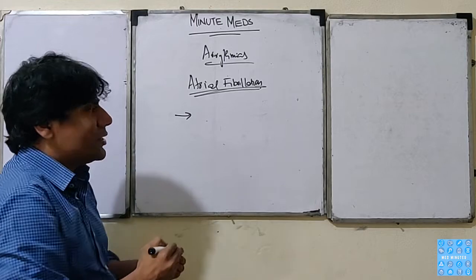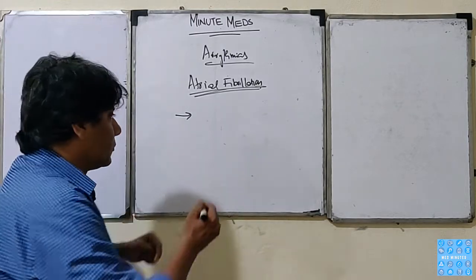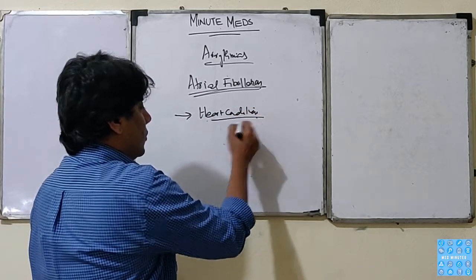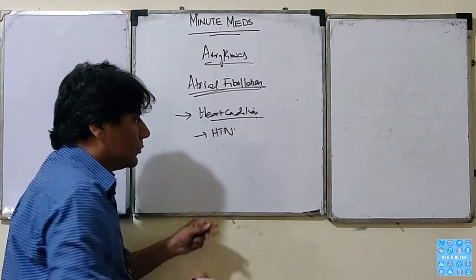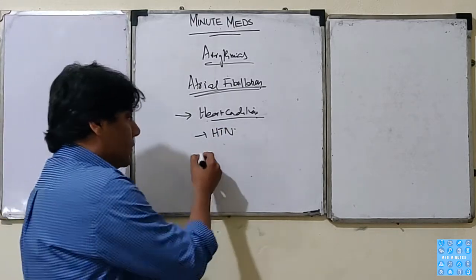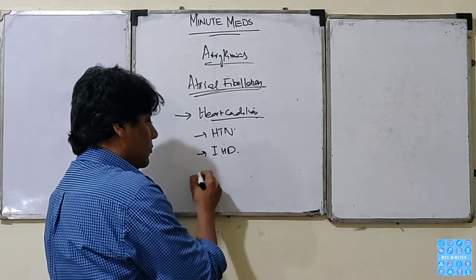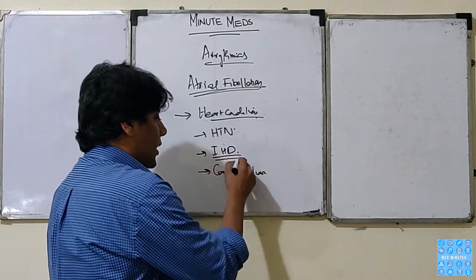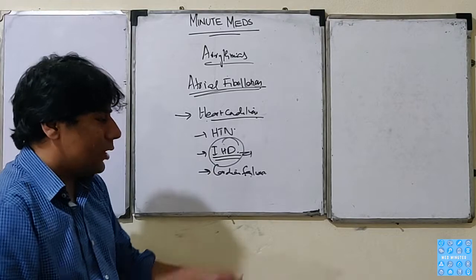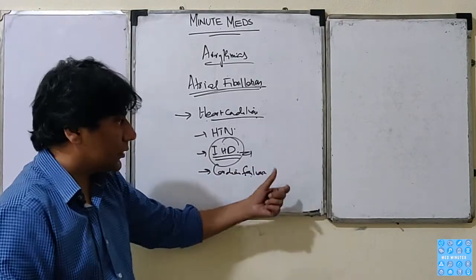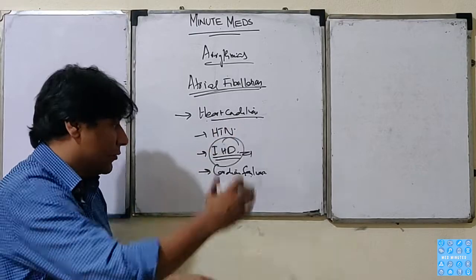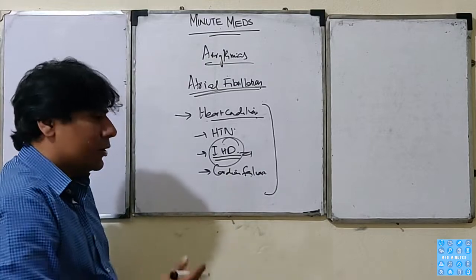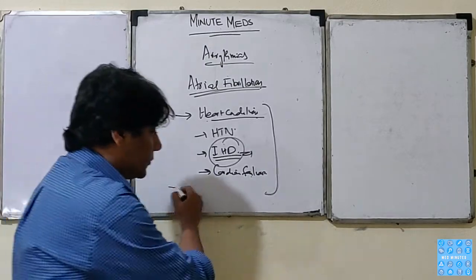Now, what are the common causes that can lead to this condition? The heart conditions. Now, almost we start with hypertension. This is also a cause of atrial fibrillation, the commonest one. Ischemic heart disease, cardiac failure. As the ischemic heart disease, the ischemic component can make a re-entry circuit in the atrial fibrillation. Now, these are the heart conditions.